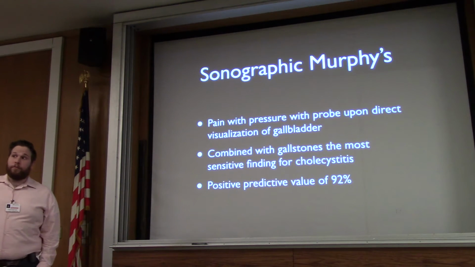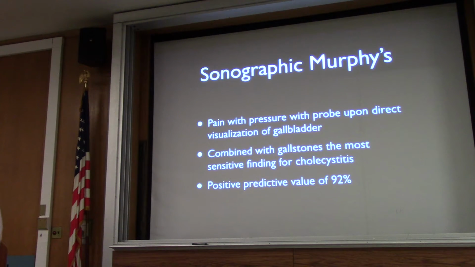And by the way, I forgot to explain what a sonographic Murphy sign is. It's not just pain when you see the gallbladder and you push on it. Because chances are, if somebody's coming in with upper abdominal pain, if you push on their upper abdomen, they're going to have pain. It's really maximal pain with visualization of the gallbladder with your probe, and that's where their pain is.